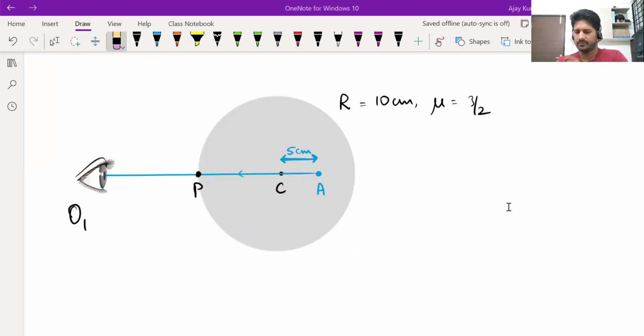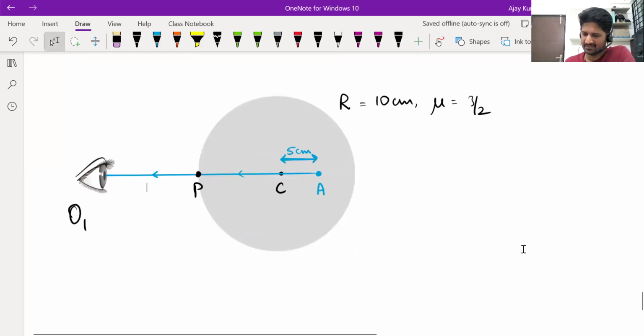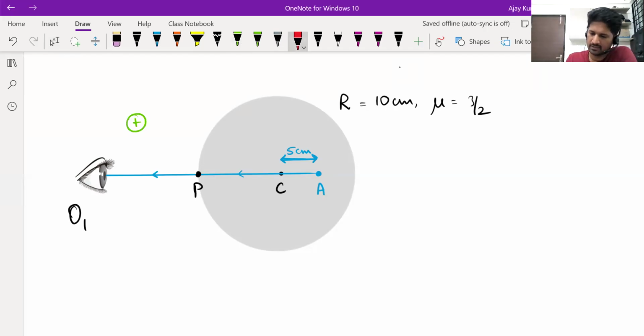You need to find out where the image forms. That is where it appears to be. How much is the object distance? 15. Okay. Which way is the light traveling? Towards the left. So anything to the left of the pole will be considered positive. Any distance to the right of the pole will be considered negative. So we have to assign the signs first.